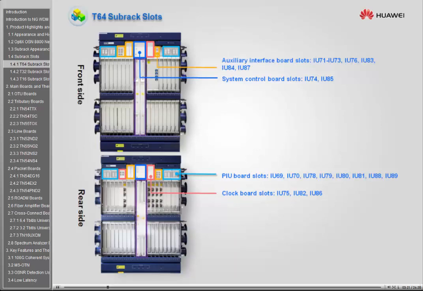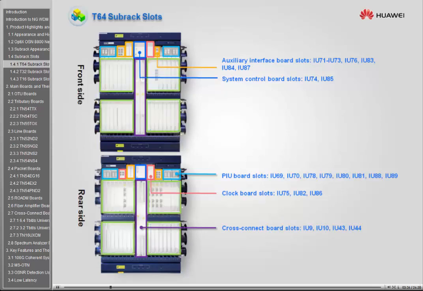The cross-connect board slots are reserved to hold 2 pairs of cross-connect boards. In each pair, the cross-connect boards are in 1+1 backup. As you may have observed, the service board slots are used to hold service boards. All the service board slots support electrical cross-connection.